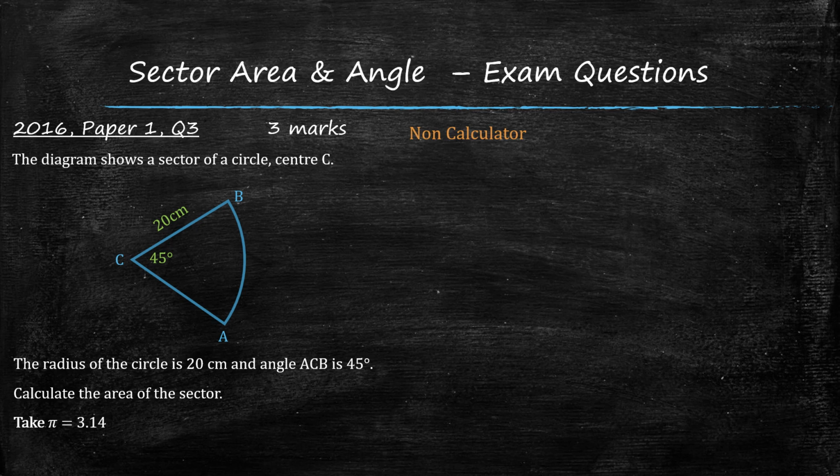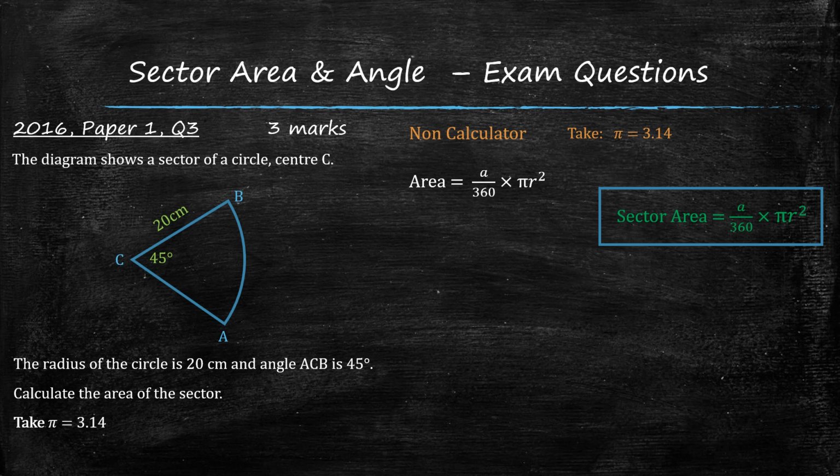Now this is paper 1. It's a non-calculator paper, hence the reason why we have to take pi equal to 3.14. We have been asked to calculate the area of a sector. Now the formula for the area of a sector is sector area equals A over 360 times pi r squared. So let's use that formula and plug in the values that we have.